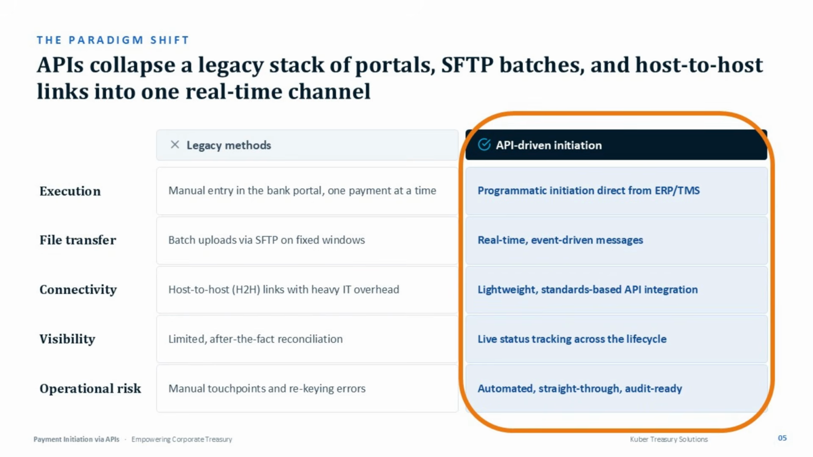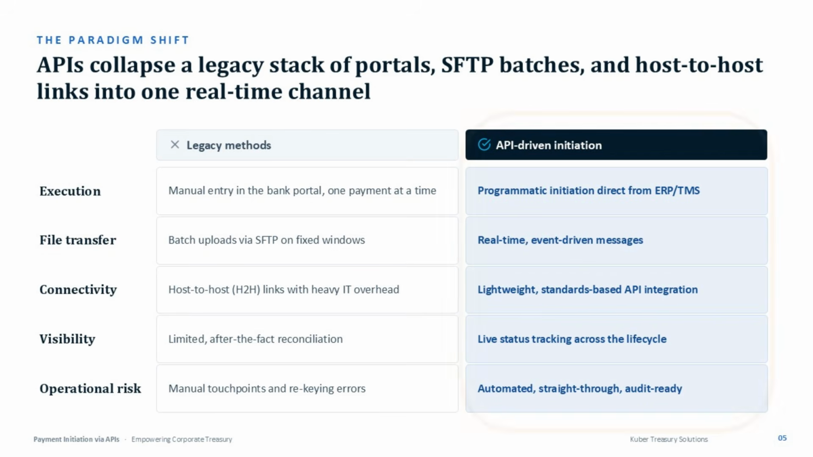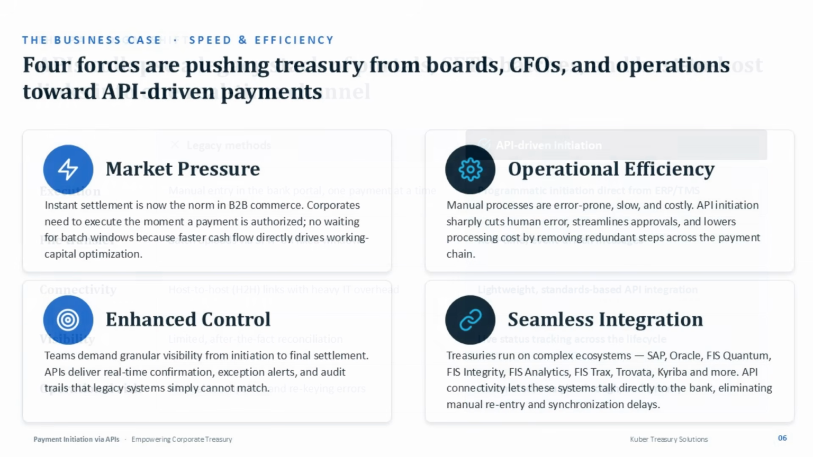So the value of APIs is not just speed. It is also about less manual work, better connections, better visibility, and stronger control. So why does this matter to a corporate treasurer, CFO, or treasury operations team? Now let's look at the business reasons. There are four main reasons shown on this slide.